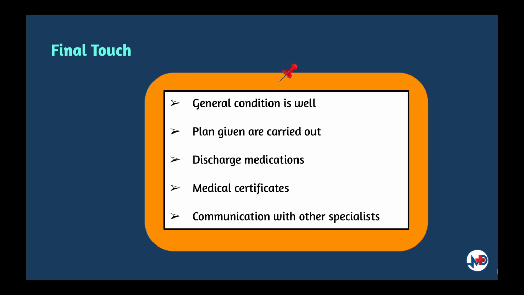And now, what do you need to do prior to allowing your patients back home? You will need to ensure that patient's general condition is well, all plans given by the medical officers or specialists are well carried out. Remember to order discharge medications early so patients will receive them on time. Should there be a need of medical certificate to be issued, inform your medical officer or surgeon in charge to fill the certificate before the patient leaves, as it will be included in their discharge docket.